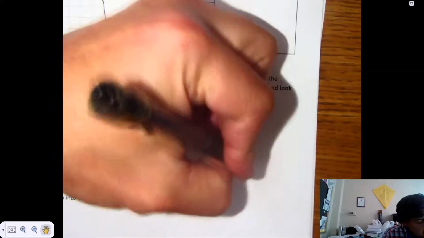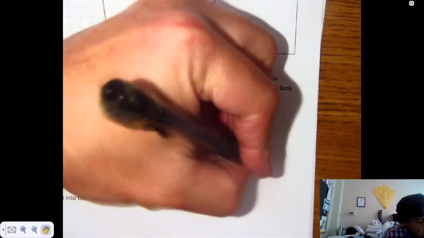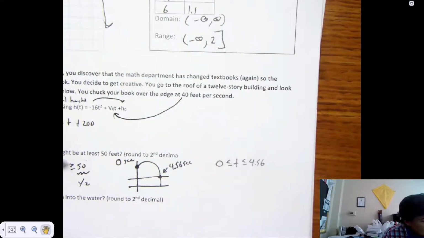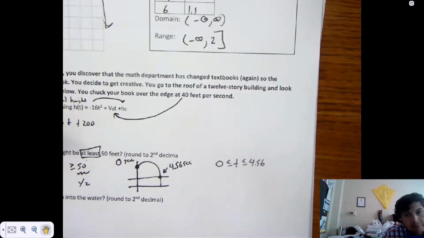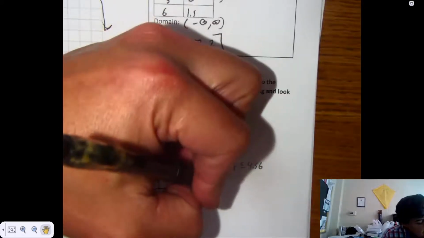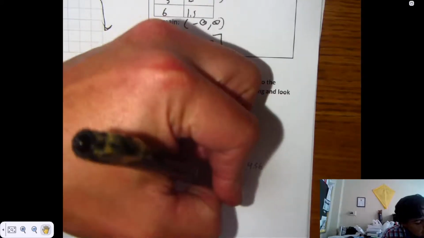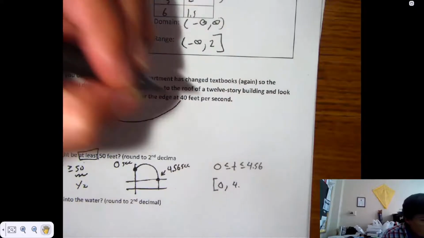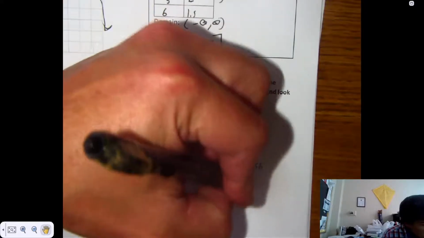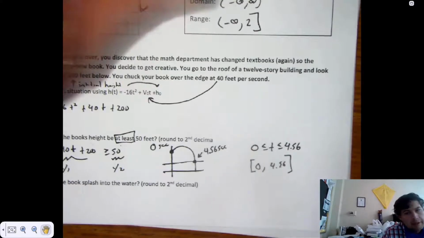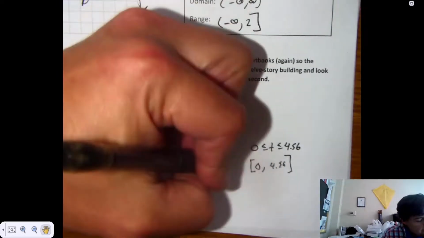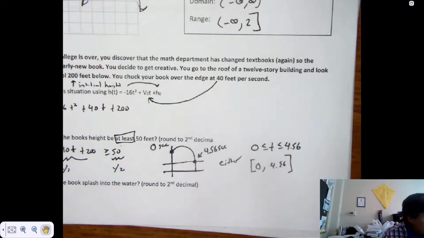So if you like inequalities, you say 0 less than or equal to t less than or equal to 4.56. Now, the reason I'm using that inequality symbol is because of the wording "at least." If it said "above," I wouldn't be using an equal. If you don't like inequality forms, you can just write it as a bracket 0, 4.56, and close the bracket. So either one is good.